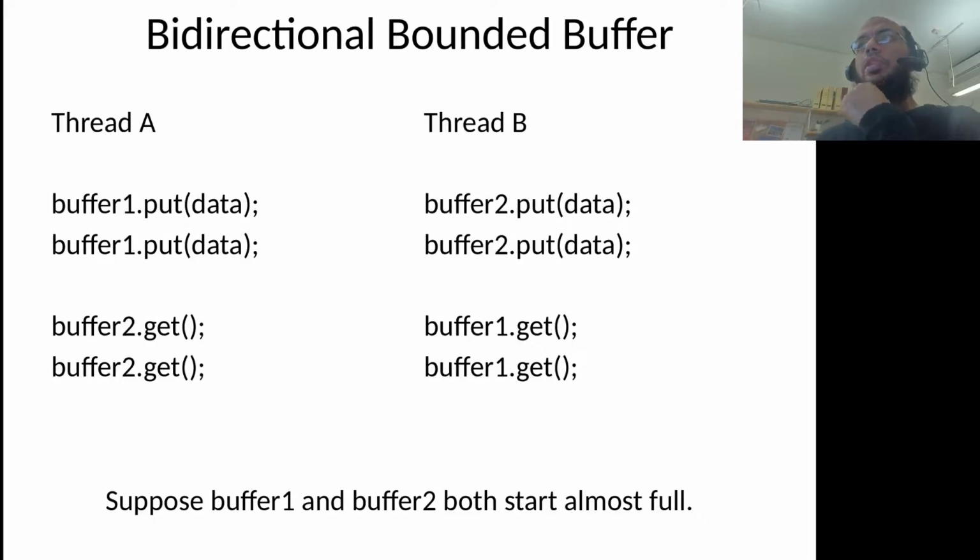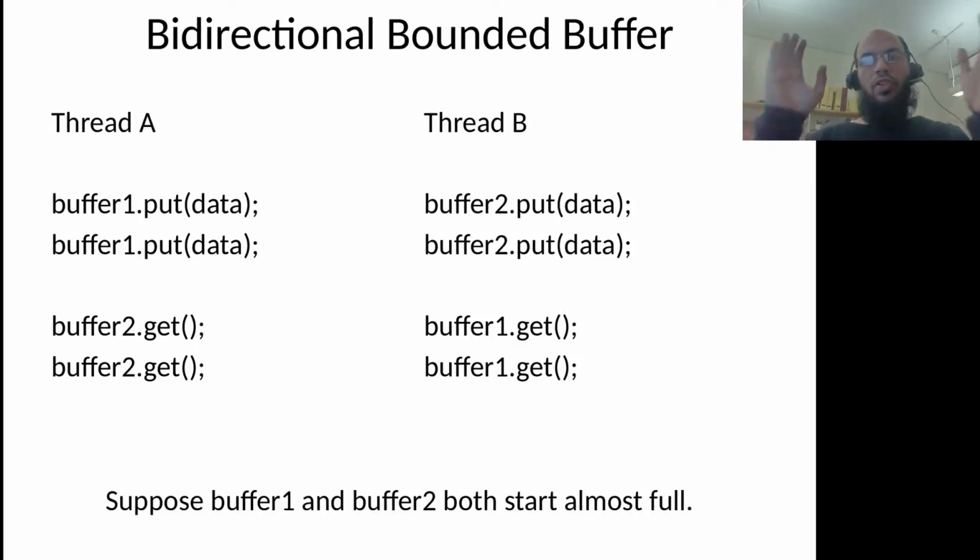If you have a bidirectional bounded buffer, for example, you don't see any threading here. Thread A tries to put data in buffer 1 and retrieve data from buffer 2. But in the beginning, it tries to put two pieces of data in buffer 1, while thread B tries to do the opposite. It tries to put data in buffer 2 and get data from buffer 1.